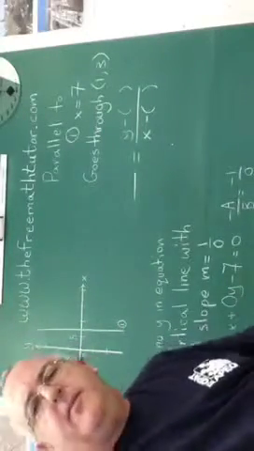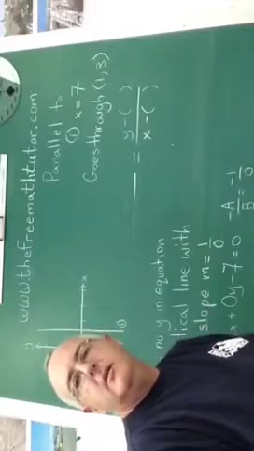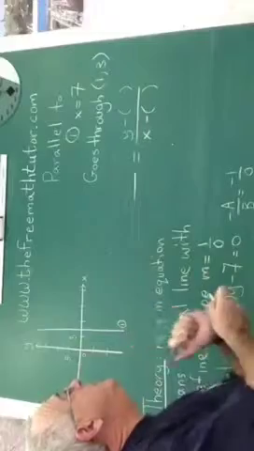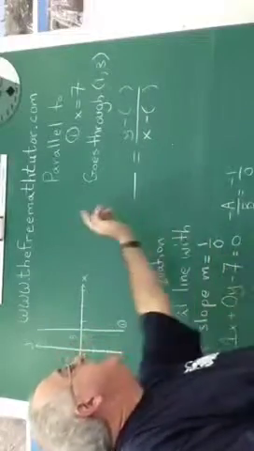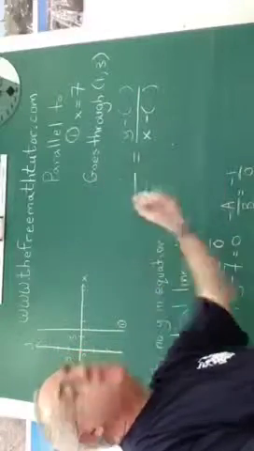Okay, this is the Free Math Tutor, and this Periscope broadcast is a math lesson that will show how to find the equation of a straight line that is parallel to a given vertical line and that goes through a given point.